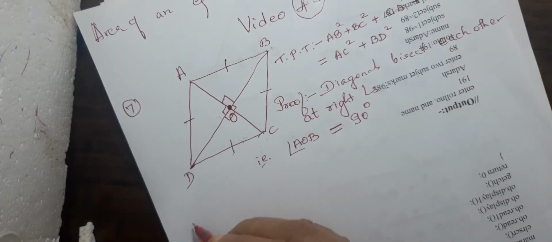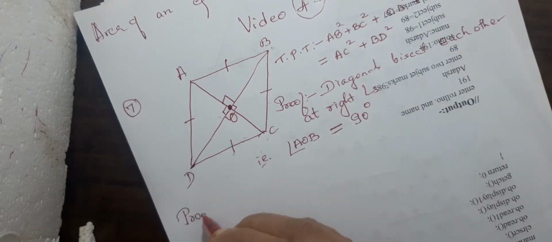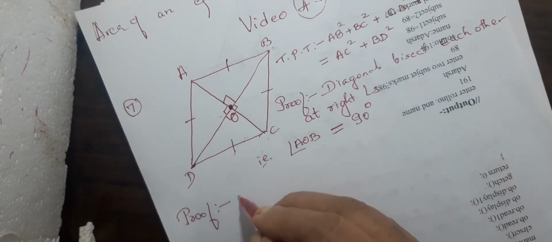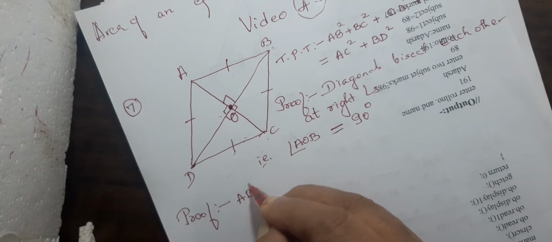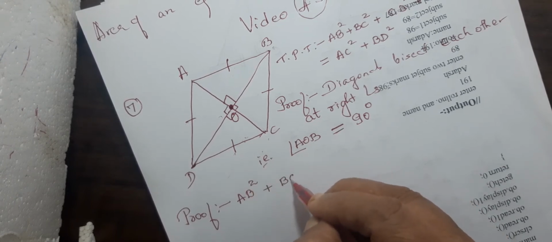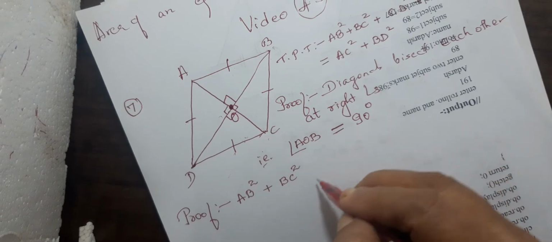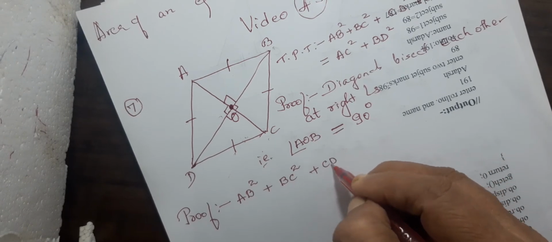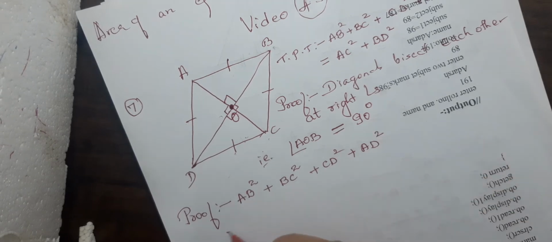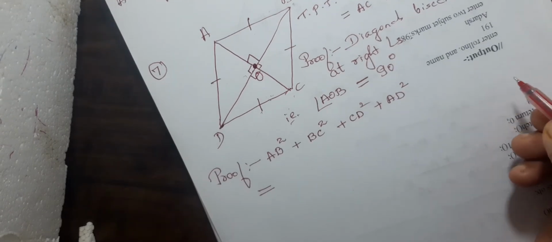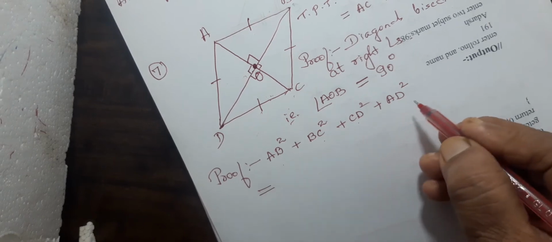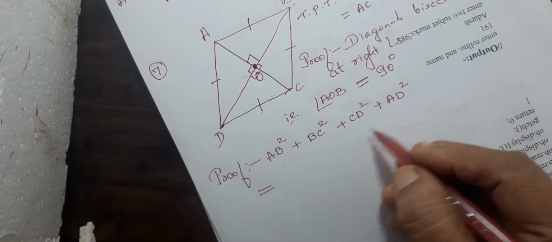So therefore, what will we start now? In all these four right angle triangles, the sum of the squares of the hypotenuse. So AB squared plus BC squared plus CD squared plus AD squared. This is our right hand side. Now this will be equal to, see what I am going to write now: AB squared plus BC squared plus CD squared plus AD squared will be equal to.